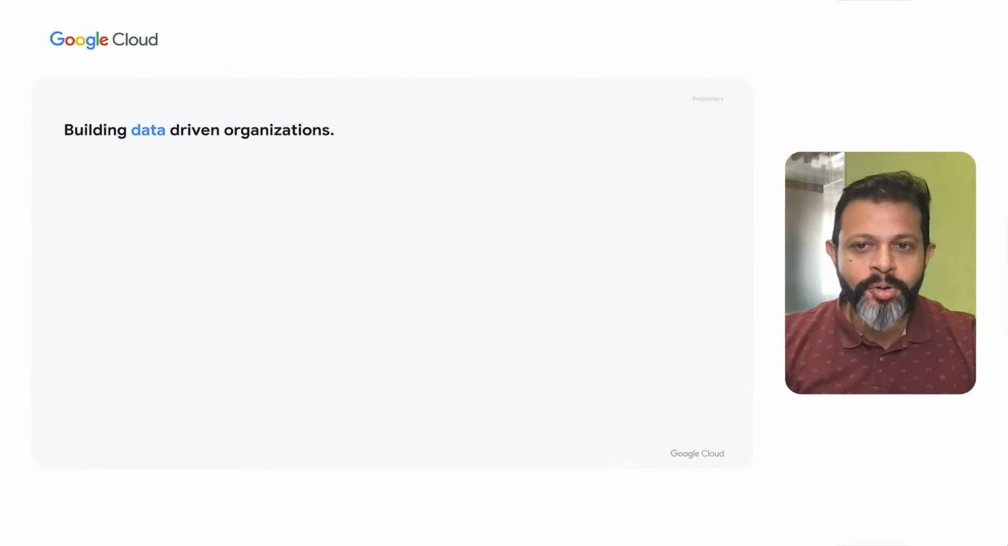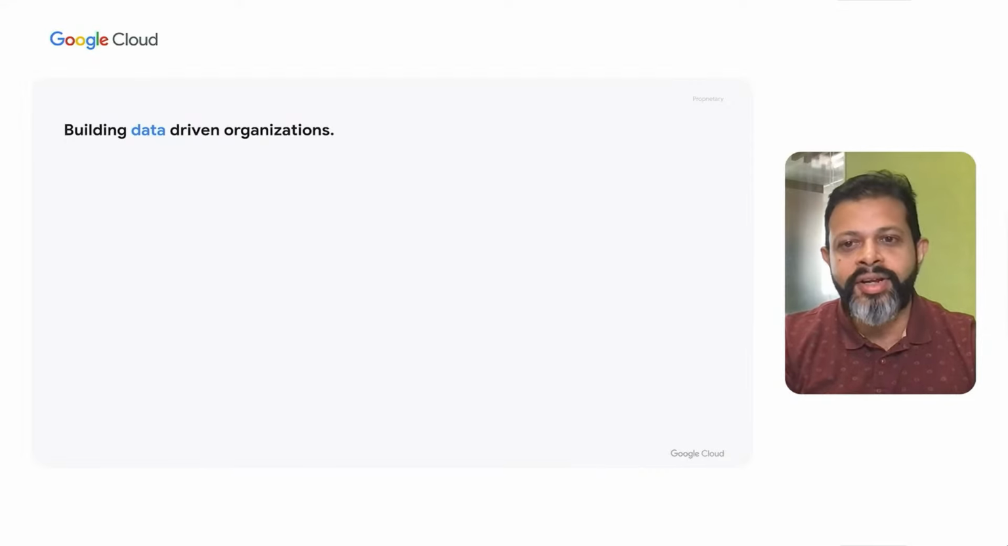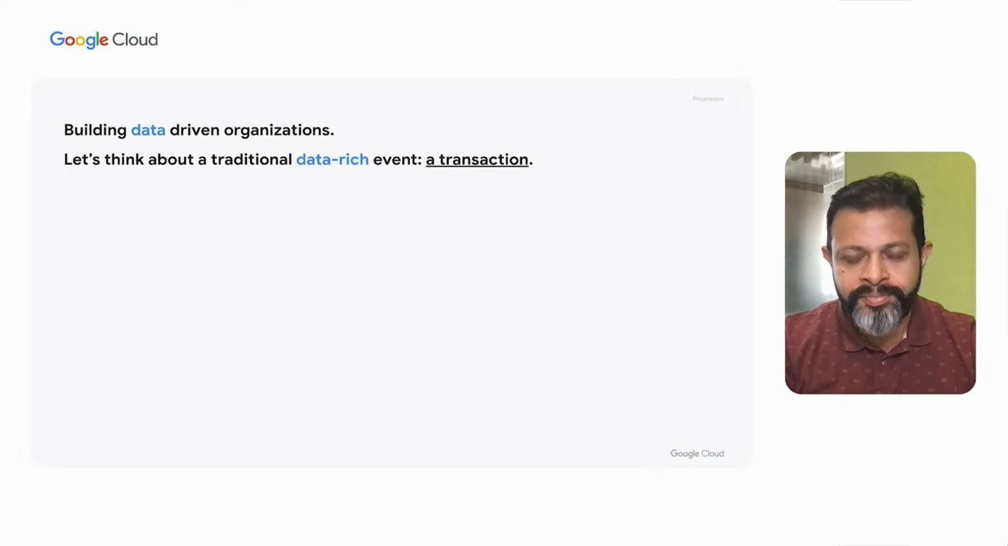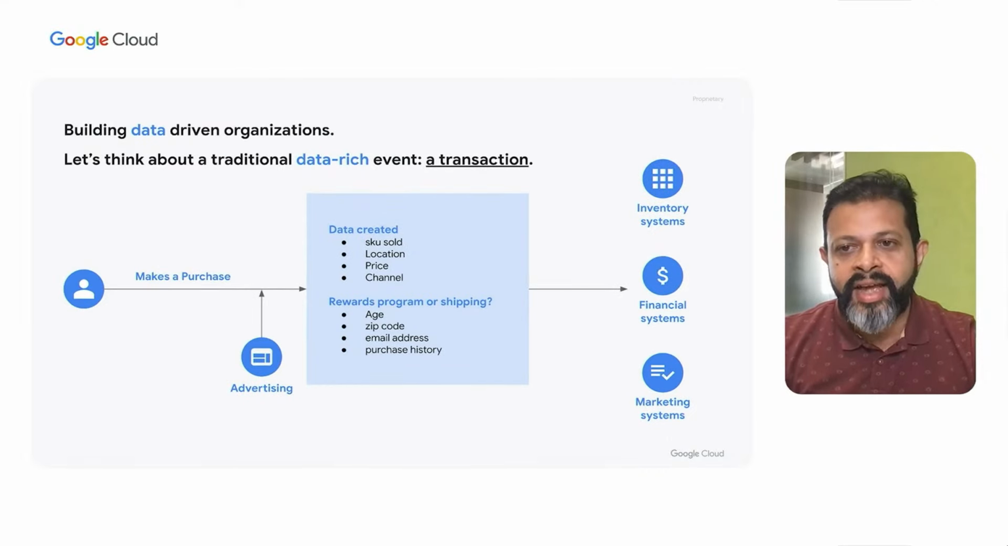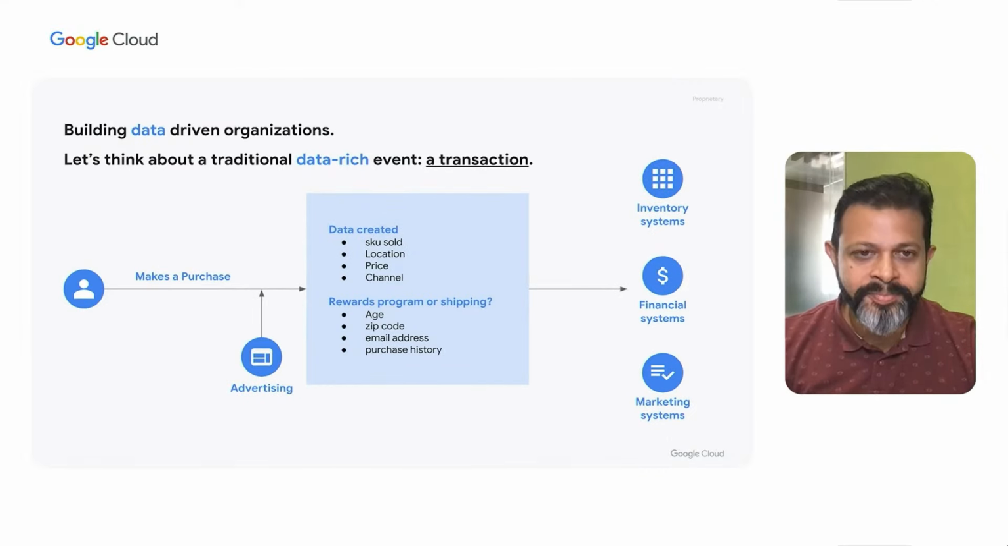We've heard so much about data-driven organizations, data-driven transformations. So let's think about a traditional data-rich event, a transaction. Let's assume a scenario where we have a customer who's been looking for a product, who sees an ad, and then goes on to make a purchase. Now, this transaction generates a lot of rich data. What was the product that was bought, at what price, what location, via what channel, what were the discounts that were offered, and therefore what was the margin associated with it.